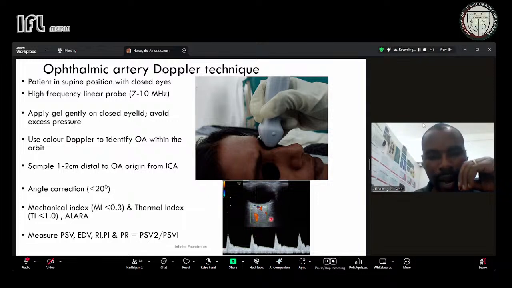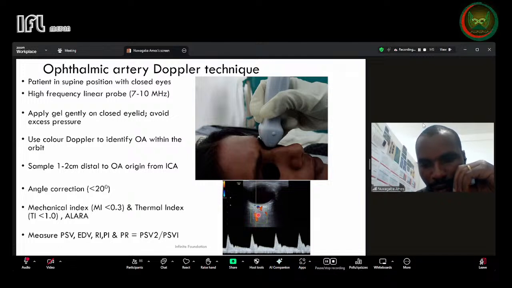And we use color Doppler to identify the ophthalmic artery. Usually you will see the ophthalmic artery crossing either on the medial or lateral side of the optic nerve. In this image, you see some bit of hypoechogenicity, and that is because of the optic nerve. And we want to sample close to the origin of the ophthalmic artery from the internal carotid.